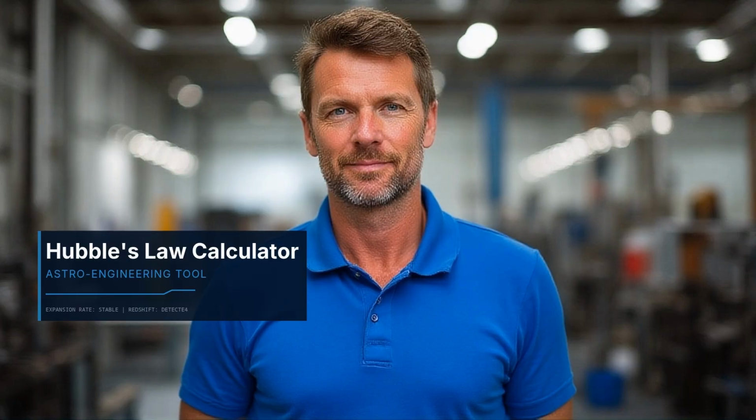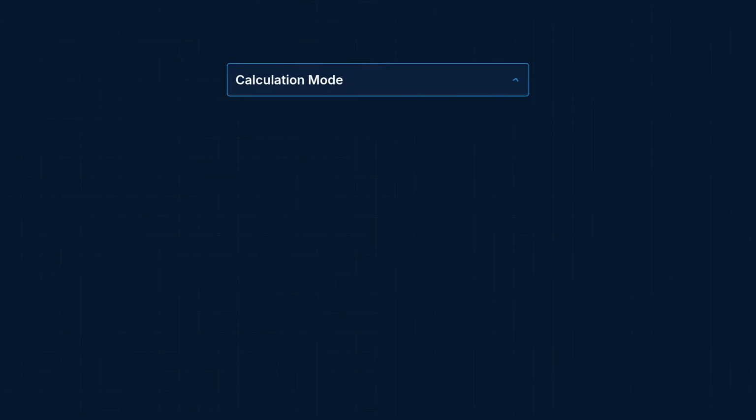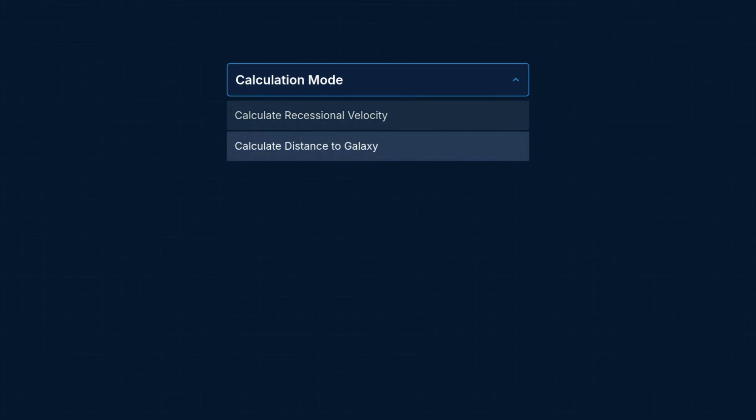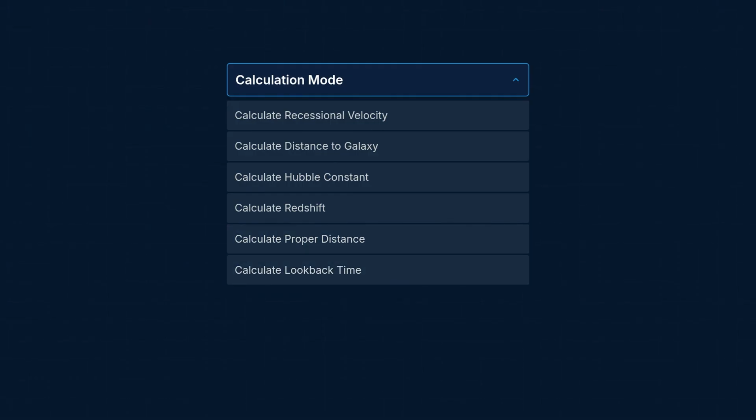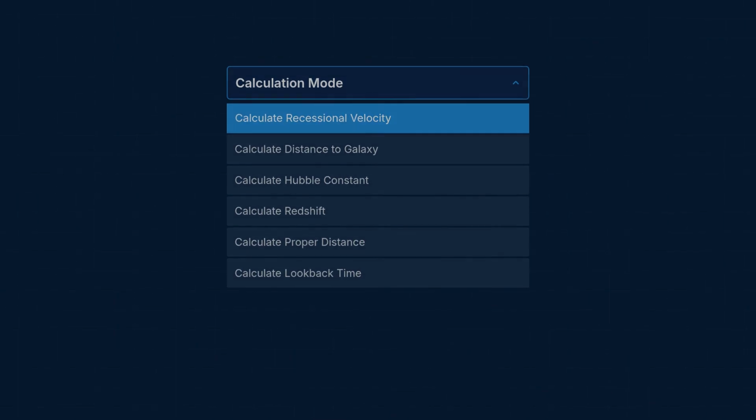The Hubble's Law Interactive Calculator solves for astronomical distances and velocities based on the expansion of the universe. Let's start with the Calculation Mode drop-down menu. You can select Calculate Recessional Velocity, Calculate Distance to Galaxy, Calculate Hubble Constant, Calculate Redshift, Calculate Proper Distance, or Calculate Lookback Time. For this demonstration, I'm using Calculate Recessional Velocity.